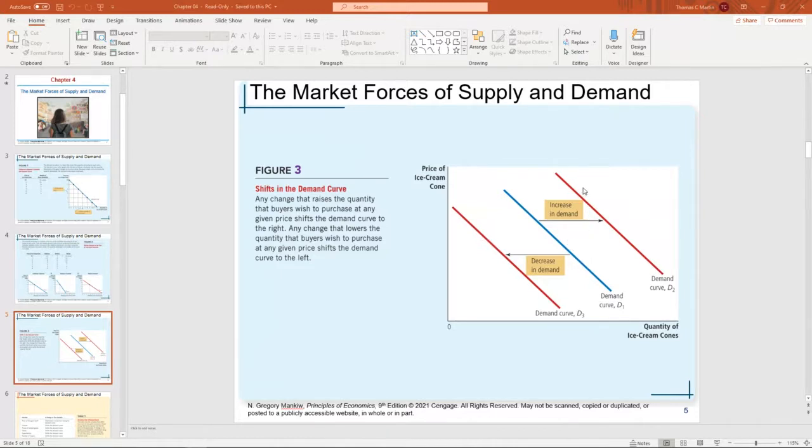When you look at demand and supply, if there's an increase in demand, that curve moves to the right. And it's signified by the direction of that arrow. So what's happening is you were originally willing to buy the product.